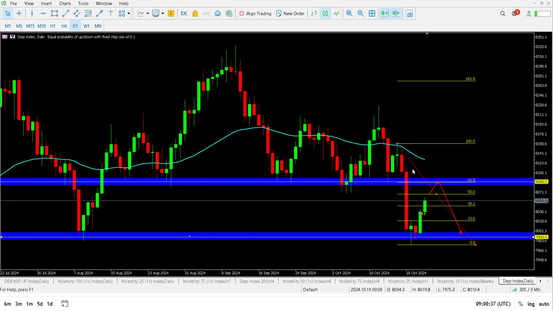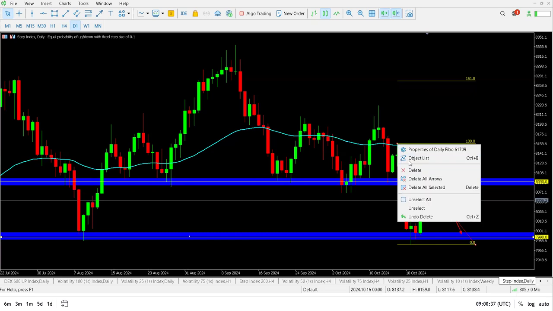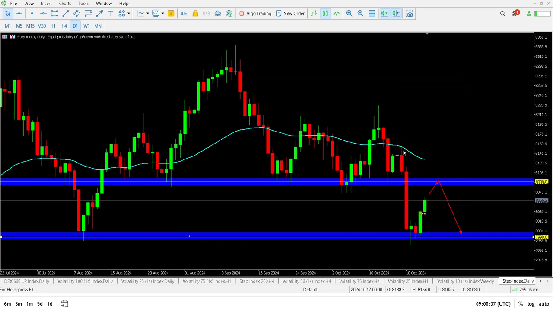So step index, we'll wait for price to come into our area of interest, and then we'll look to sell. You know the drill for sales.